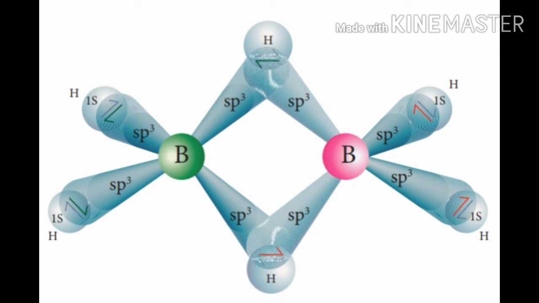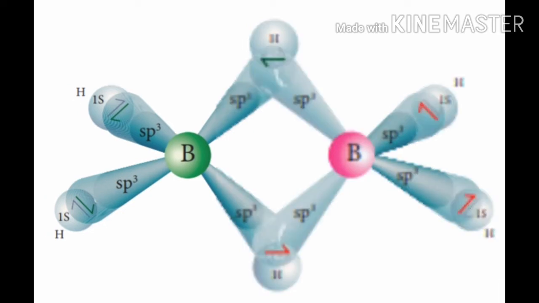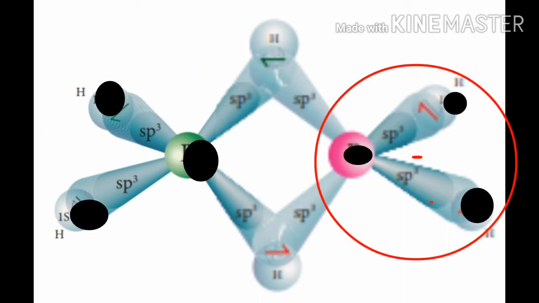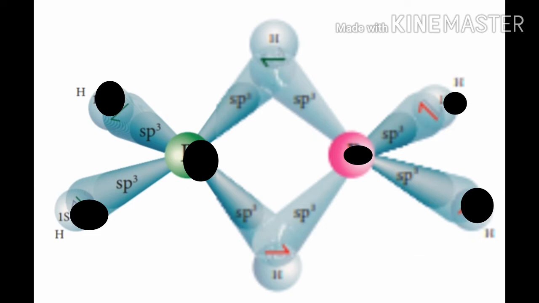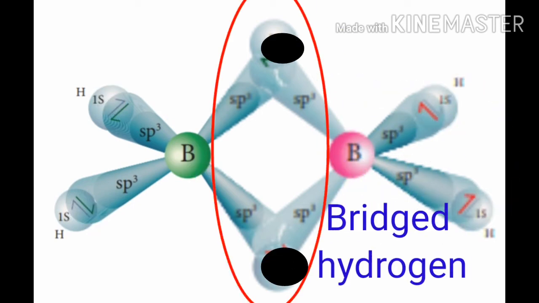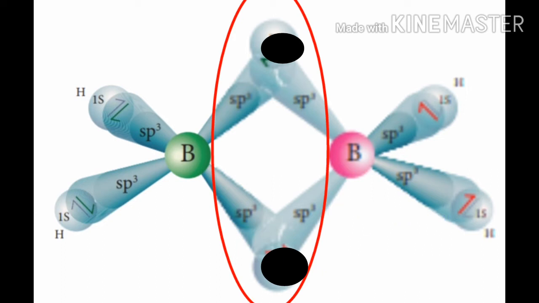2 boron atoms in the middle are surrounded by 6 hydrogen atoms. You can count in the corner, there are 6 hydrogen atoms. You see here, on the left side 1 BH2 unit, on the right side 1 BH2 unit. These 2 BH2 units are connected by 2 hydrogen atoms. These are bridged hydrogens. They connect the 2 boron atoms.